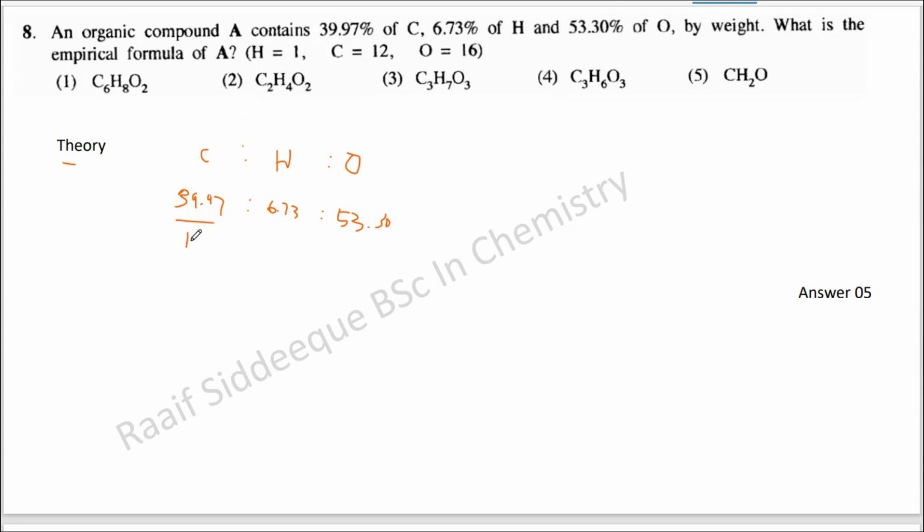Then we divide this by the atomic weight, 12, 1, and oxygen is 16. So you will have some value. Then we divide it by the smallest one to get the stoichiometric ratio of the organic compound that is given in the question. When you do this calculation, you will see your answer is 5. This will be CH2O, which is our empirical formula. Don't forget, they are asking about the empirical formula.